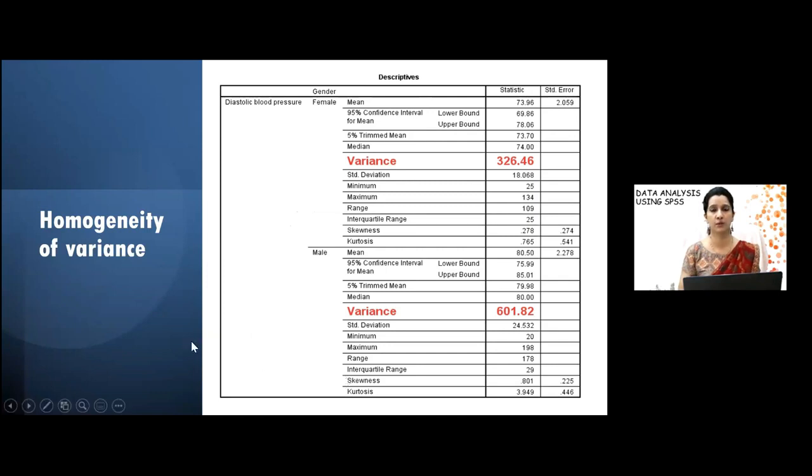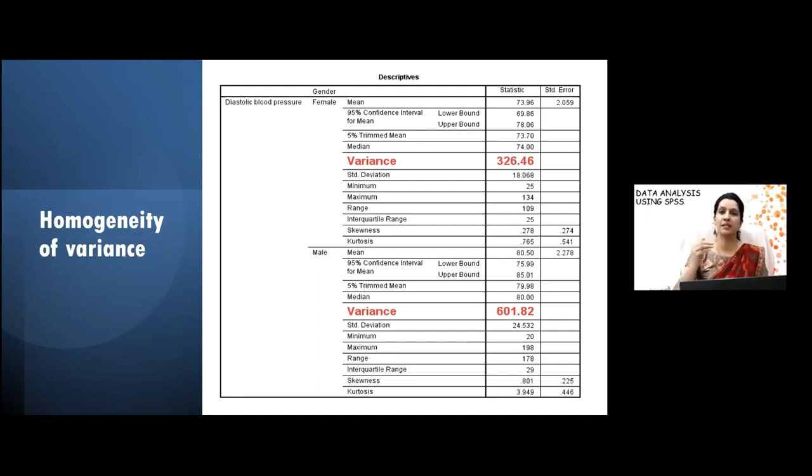If you see this slide, this comes as a descriptive also. If you click on descriptive, you can see the variance of male and female here. And by seeing this, you can see that the variances of the two groups are not equal. But this is not the way to test for equality of variance, because it tells you about the sample variance, whereas we are interested in the population from which the sample is withdrawn. That's why this variance will not tell you.